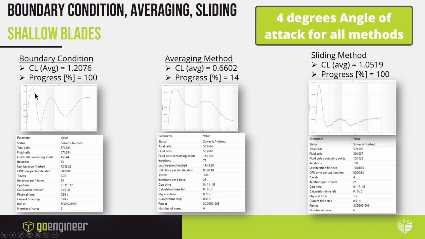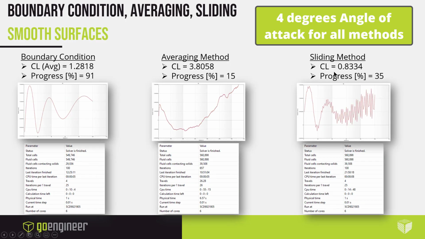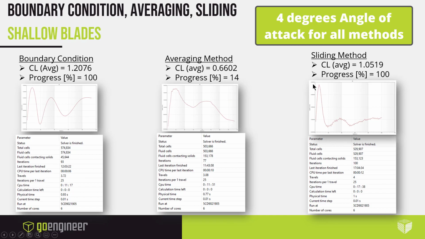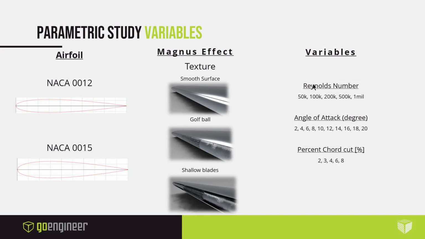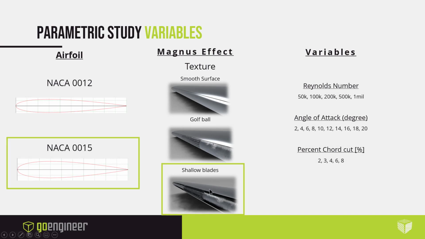To me, after seeing all this data, just quickly glancing through it, I think I want to go with the shallow blades, simply because that's the largest lift coefficient value that I was getting from all these. If I was to move forward with this, my first parametric study that I'd want to be running for a while would be the shallow blades, probably angles of attack from 2 to 16. Get rid of the 18 and 20 just to save some time.